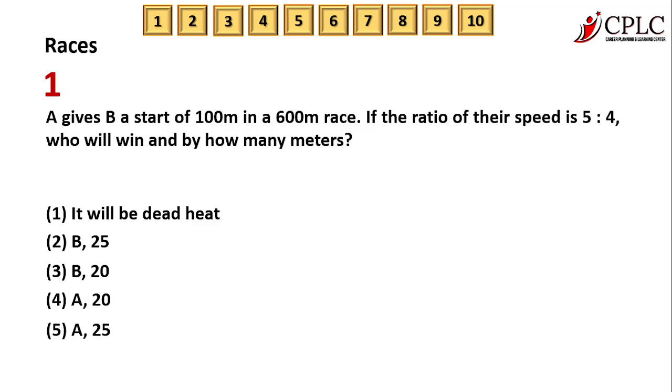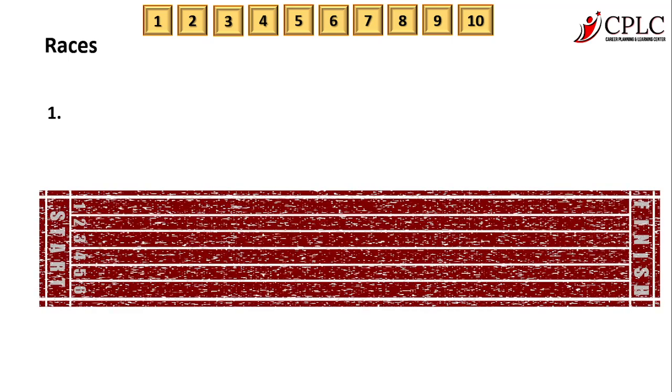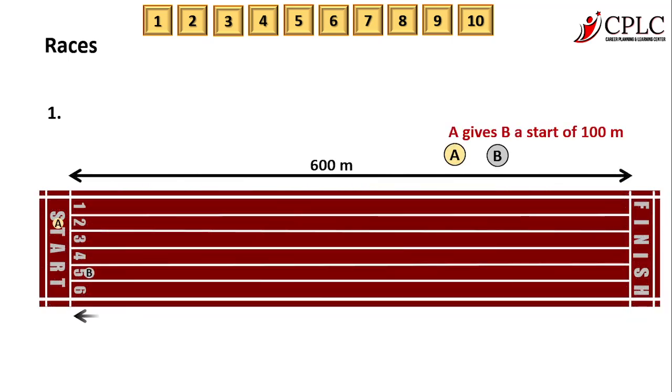How do we solve this? A gives B a start of 100 meters in a 600-meter race. What is that supposed to mean? A will let B run initially for the 100 meters and then A starts running, right? This is what we have learned in the concept, so the same thing will be applied here also. Now here they have also given us the ratio of the speeds. The problem is that we will not be able to find out exactly as of now who will win and by how many meters.